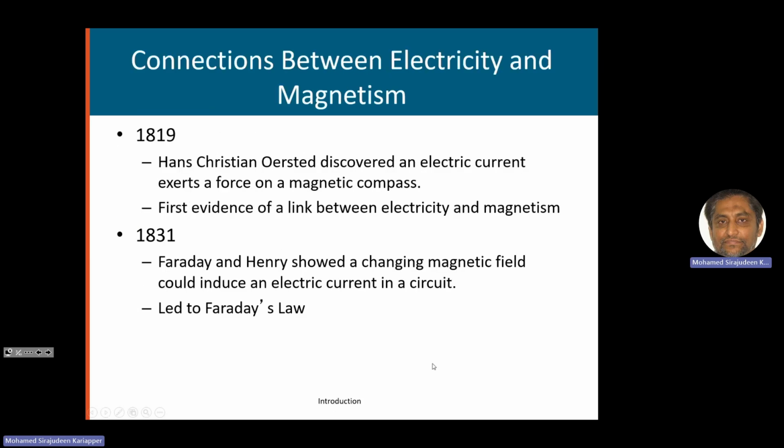Right, now, a little bit of history. In 1819, we told this before, Ørsted discovered that from electric current, we will have a magnetic field. So when you bring a compass near a current carrying wire, it deflected.